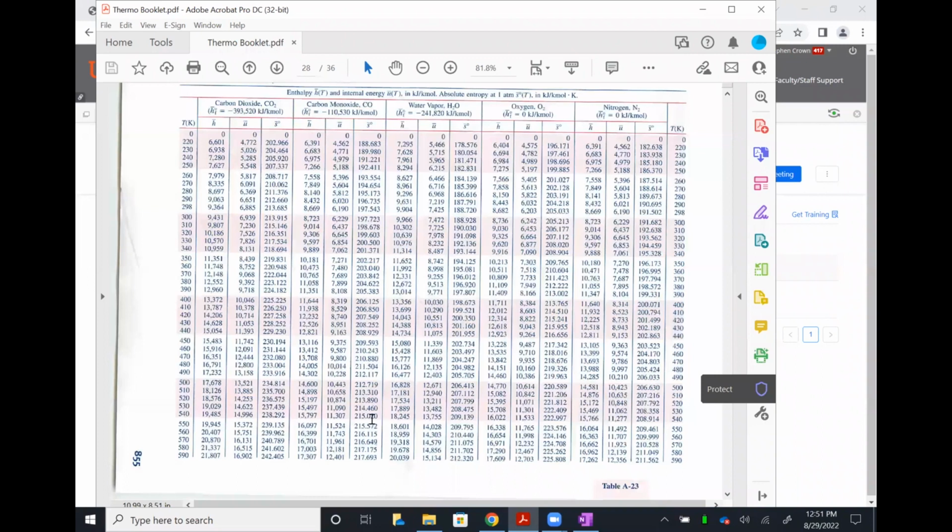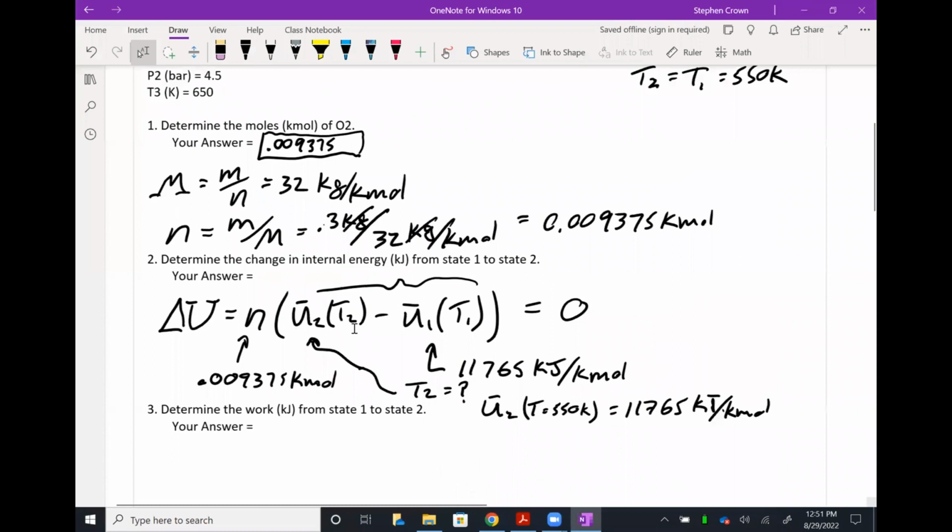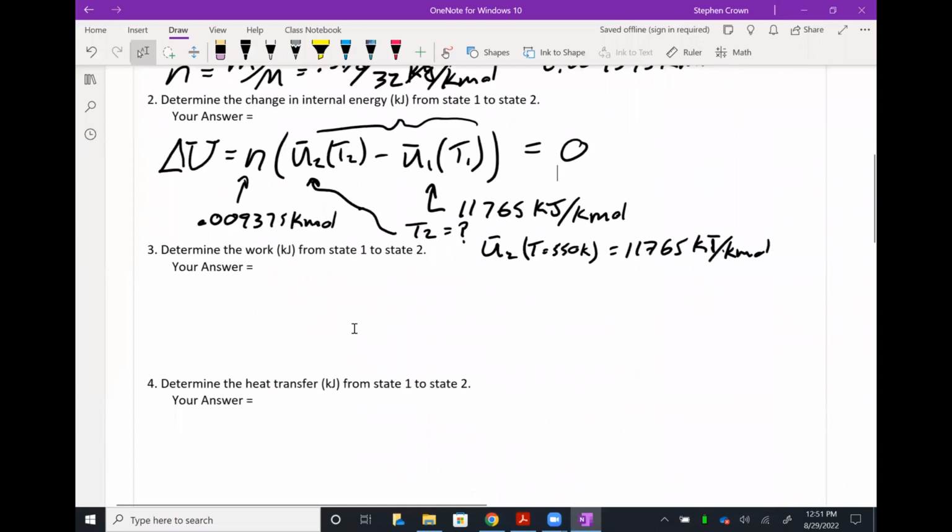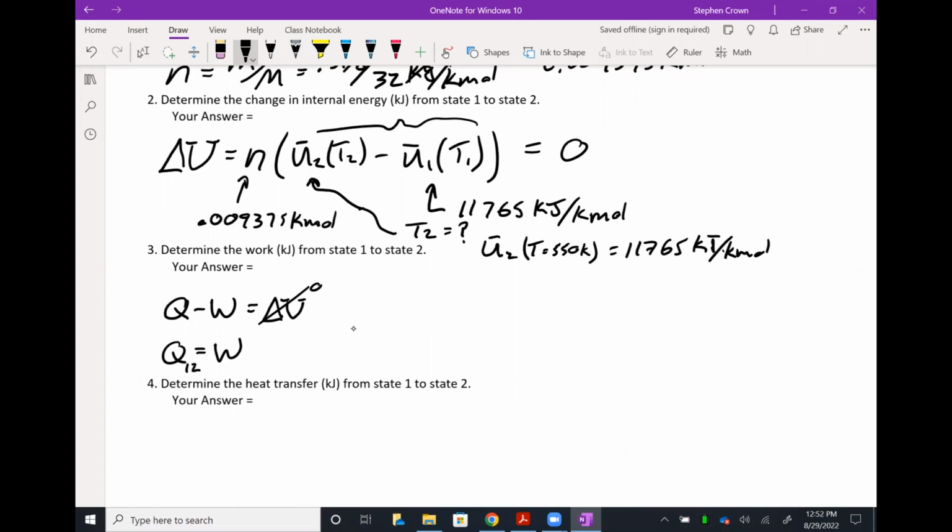All right. Determine the work from state 1 to state 2. Let's use the first law of thermodynamics. Q, for a closed system, minus W equals delta U. We know this is 0 from the previous problem, and now we're kind of stuck. We do know that Q must equal W for this process, so Q from 1 to 2 has to equal the work for process 1 to 2. But we don't know the work yet at this point.